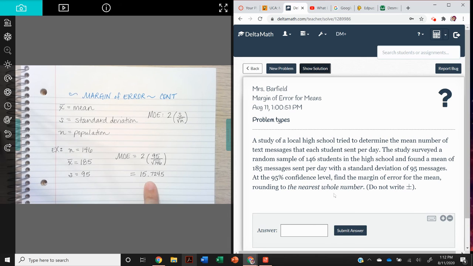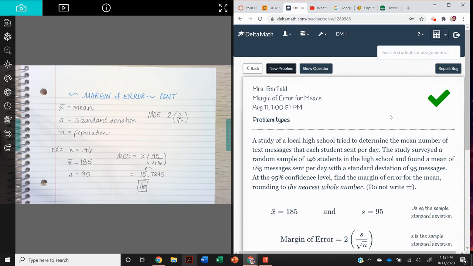Let's go back and switch over to Delta Math. It says to round to the nearest whole number and do not write plus or minus. Because remember, I could use this margin of error to create a confidence interval, but I've not been asked to do that. I'm only looking at what my margin of error is, what I would be adding plus and minus to. Round to the nearest whole number means I take the 7, and that makes it a 16. Let's see how we did. 16, submit my answer. There we go.